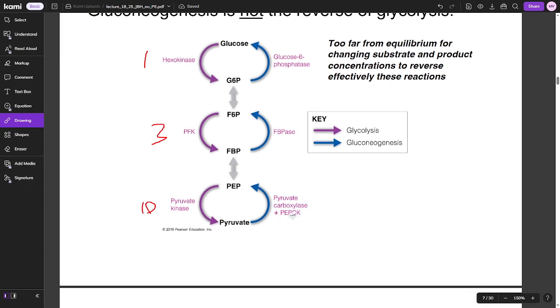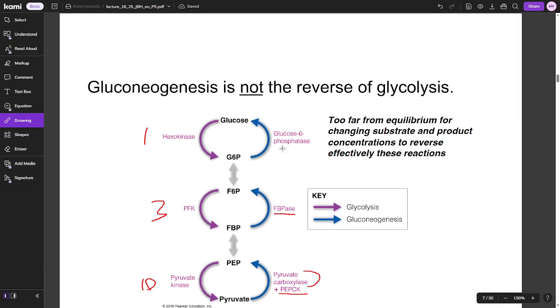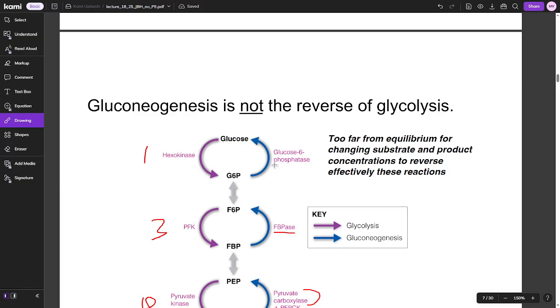So for step 10, we have PEP carboxykinase and pyruvate carboxylase. For step 3, we have fructose 1,6-bisphosphatase. And then for step 1, we have glucose 6-phosphatase. So phosphatases remove phosphate groups, which makes sense, right? If a kinase adds a phosphate, then a phosphatase removes it.